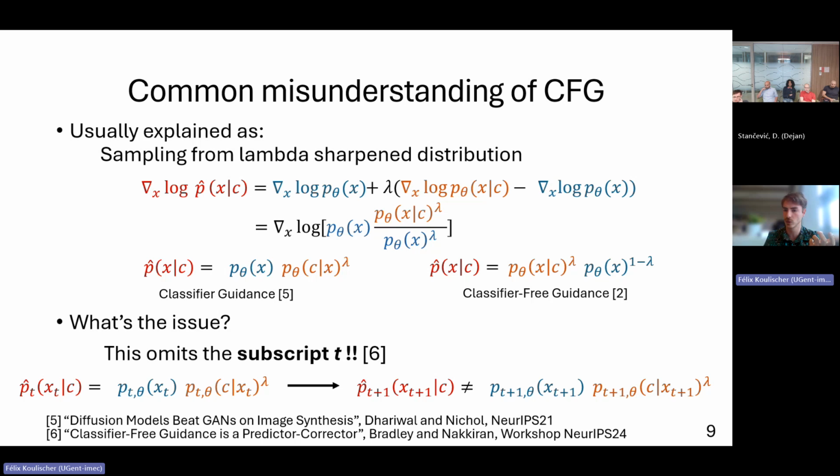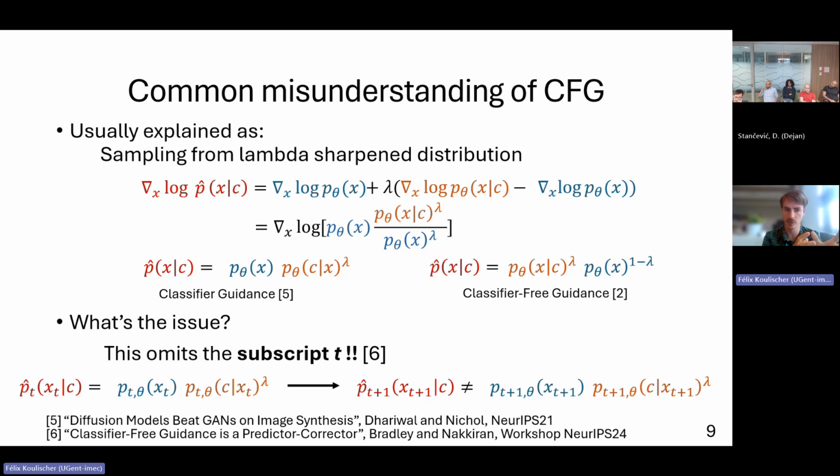Well, the problem is that this does not commute with the forward process. That means that if you apply this decomposition at the time step t, if you were to have this lambda sharpened distribution at time step t, and you forward noise it, which means applying a convolution to it, you would not end up with a lambda sharpened distribution at the next time step. So you do not follow a valid sequence of lambda sharpened distributions. And so that's a fundamental misconception of classifier free guidance.